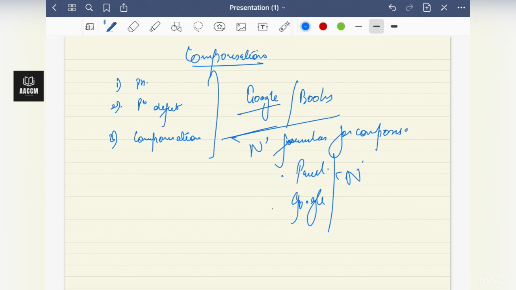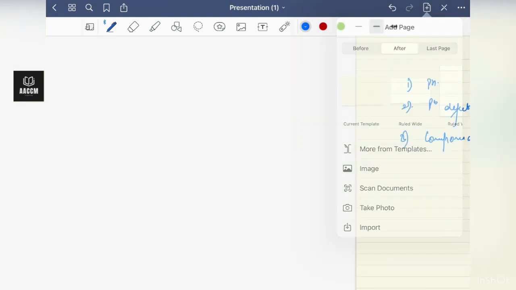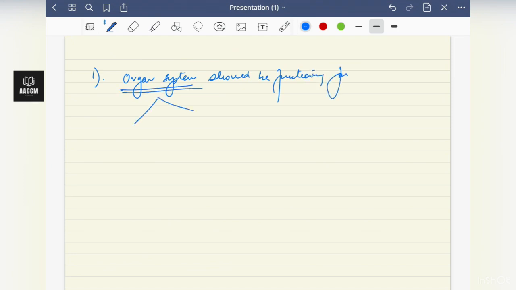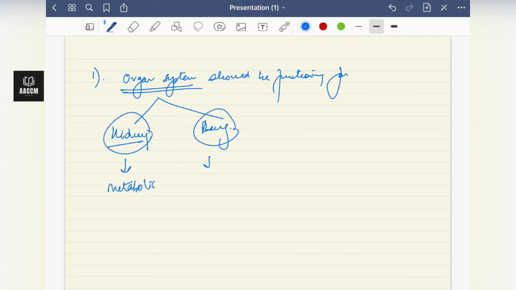The first rule for the compensation is that the organ system should be functioning properly for the compensation to happen. What I mean by the organ system, there are two basic organs for compensation: the kidney and the lungs. The kidney corresponds to the metabolic component or the metabolic compensation. The lung corresponds to the respiratory component or the respiratory compensation. Okay, so both of these should function normally.